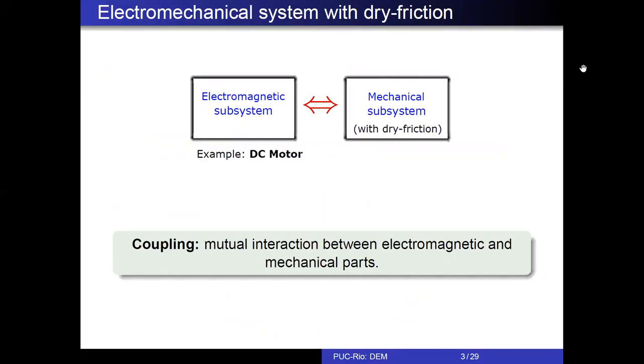Let's start talking about what is an electromechanical system with dry friction. An electromechanical system is composed of two coupled subsystems, one of them electromagnetic and the other mechanical. The electromagnetic can be, for example, a DC motor. And as we're talking about electromechanical systems with dry friction, in the mechanical subsystem, we consider the existence of dry friction. Coupling between the two subsystems means mutual interaction between them. That is, each subsystem affects the behavior of the other. Consequently, the dry friction affects and is affected by the electromechanical coupling.